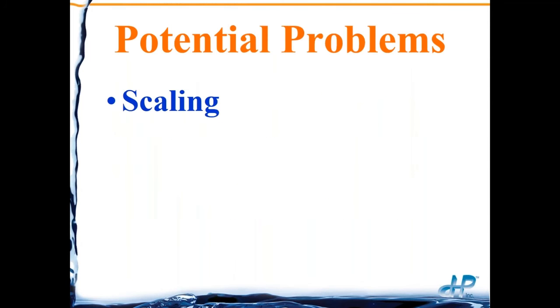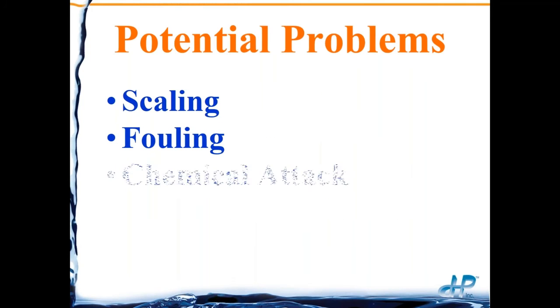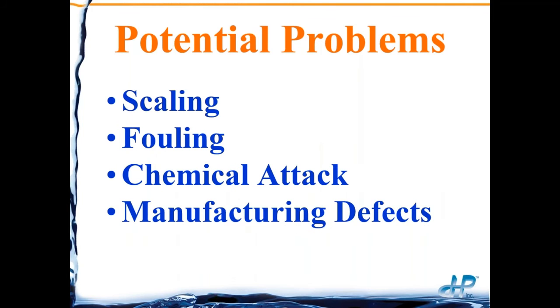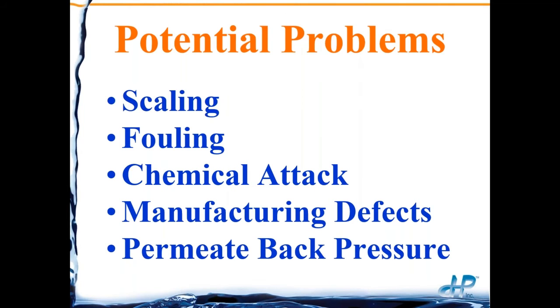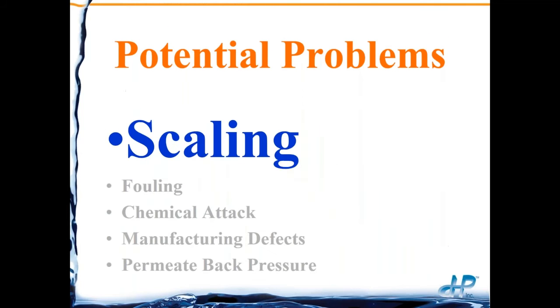Next section we're looking at is potential problems. This, of course, can be from scaling. Potential problems can also be fouling, chemical attack, manufacturing defects, permeate back pressures, and then there's possibly others. Those are the main ones that we see.